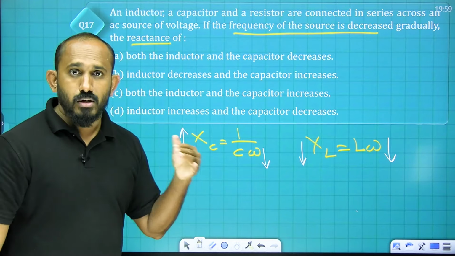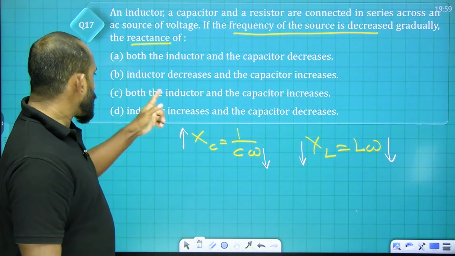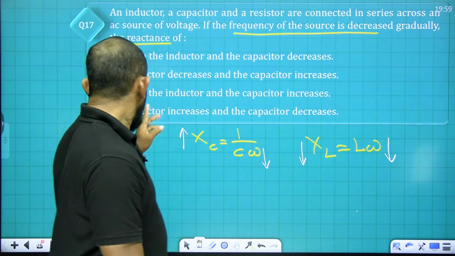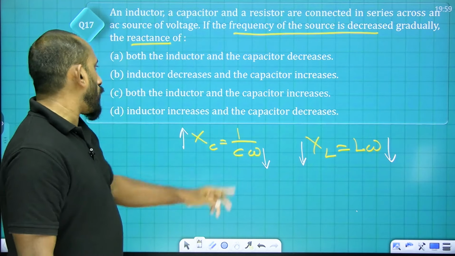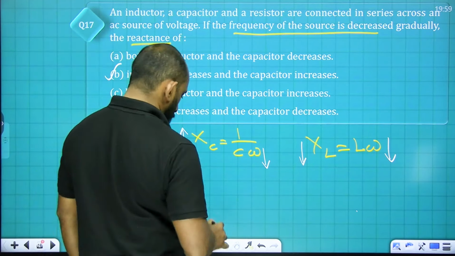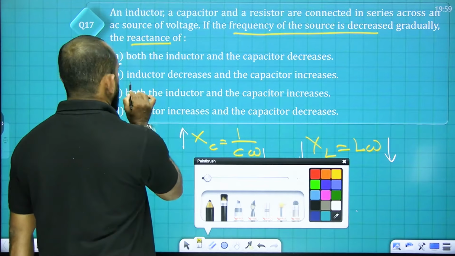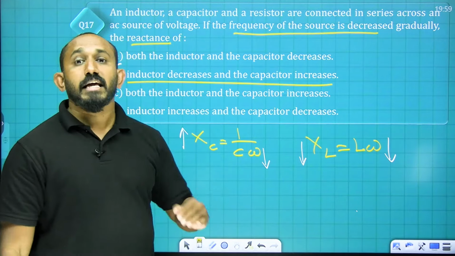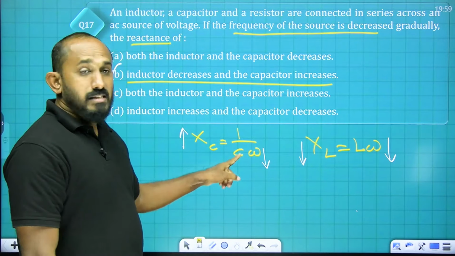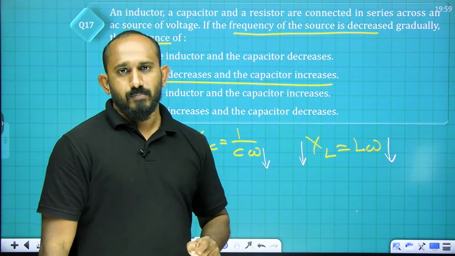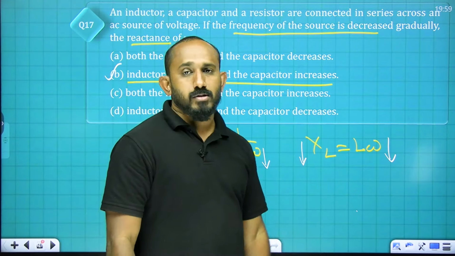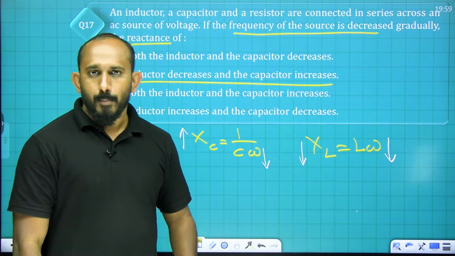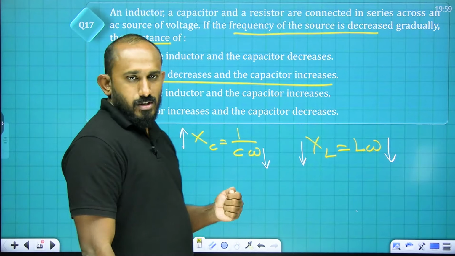Check the other options too, in case more than one answer is correct. Both the inductor and capacitor increase? No. So only B is the correct answer here. For the inductor it decreases and for the capacitor it increases, because XC is inversely proportional to the frequency and XL is directly proportional to the frequency. Hope you got it? Let's go for the next question.